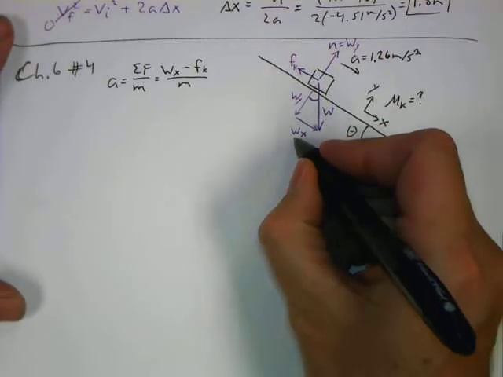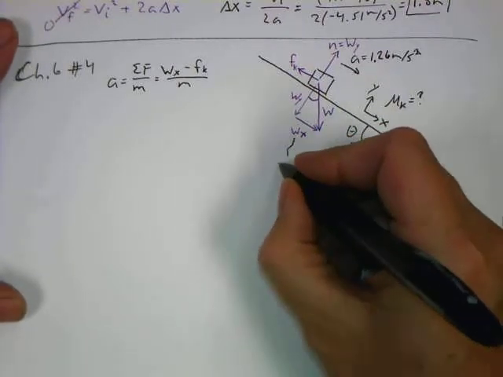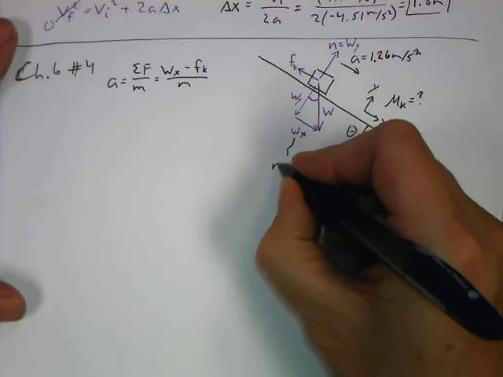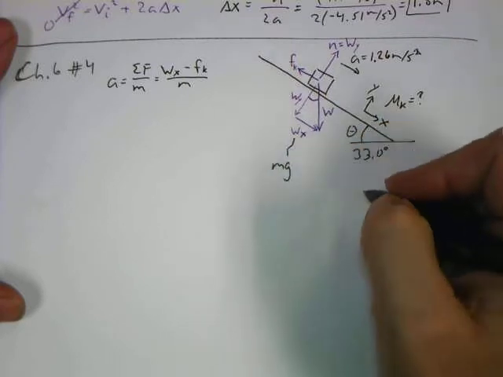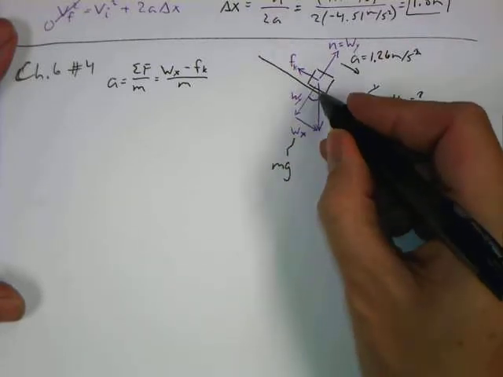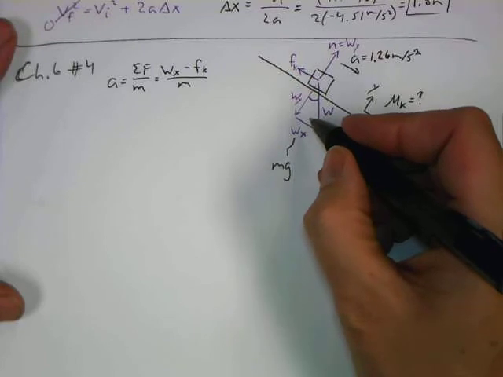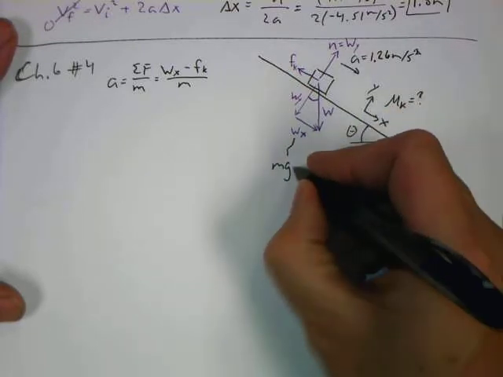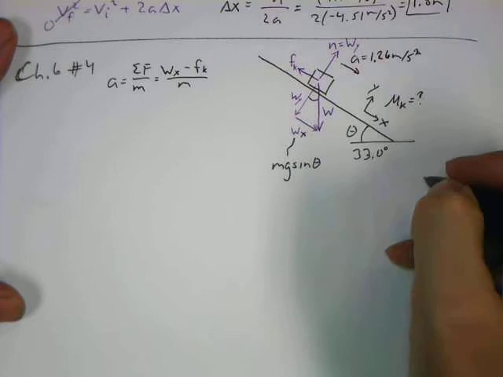Now, my weight in the x direction is equal to my weight, which was mass times gravity. And it's the opposite side from this angle, so that's going to be sine, SOHCAHTOA, so that's the sine of my angle.